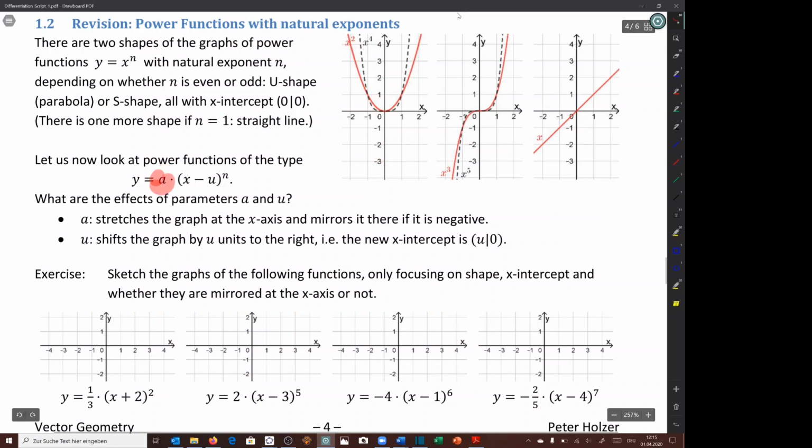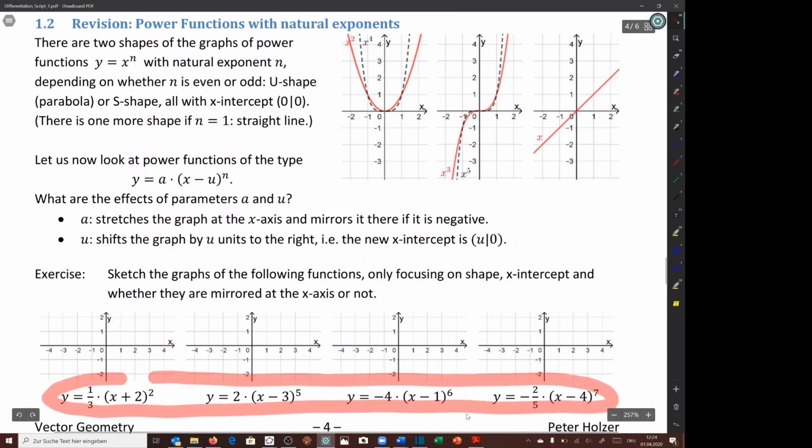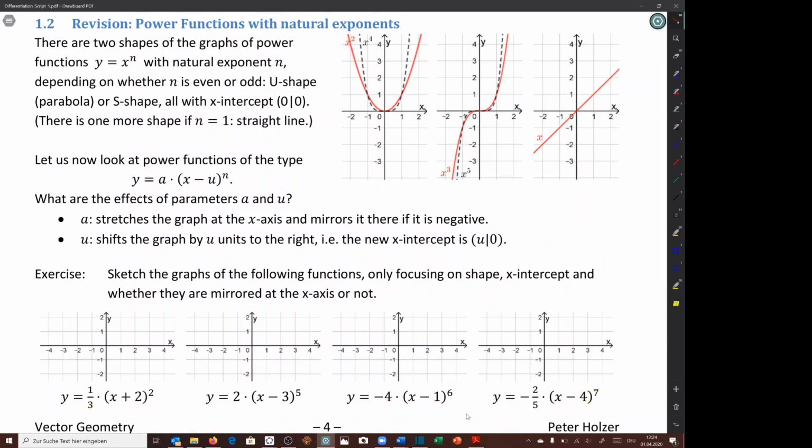And if a is negative, the graph gets mirrored at the x-axis. The effect of parameter u is shifting the whole graph by u units to the right, so the new x-intercept is then (u, 0). In this example here, you're given the equations of 4 power functions, and your task is to sketch the graph of each of these power functions.